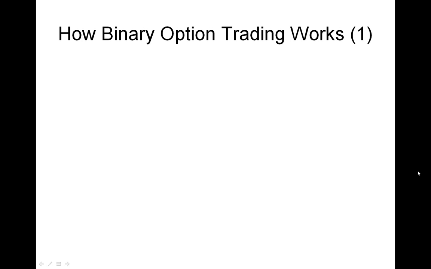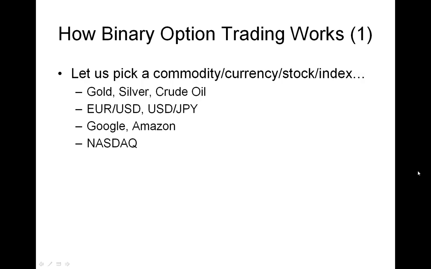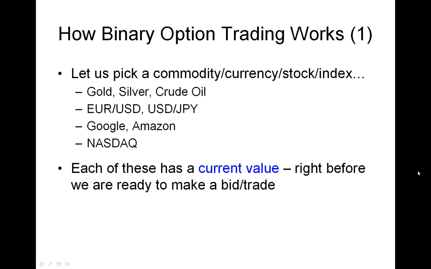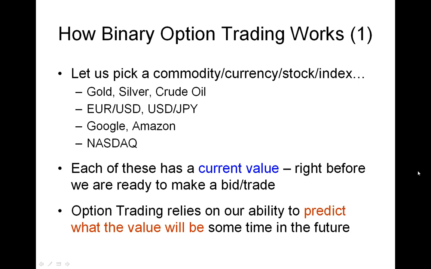So let's start by understanding how binary option trading works. Essentially, we have a commodity, and that could be anything. It could be gold, silver, it could be a foreign exchange metric, such as the euro to the US dollar ratio. It could be a stock, it could be an index. Each of these has a current value, a value right now at any given point in time, before we're ready to make a bid or a trade.